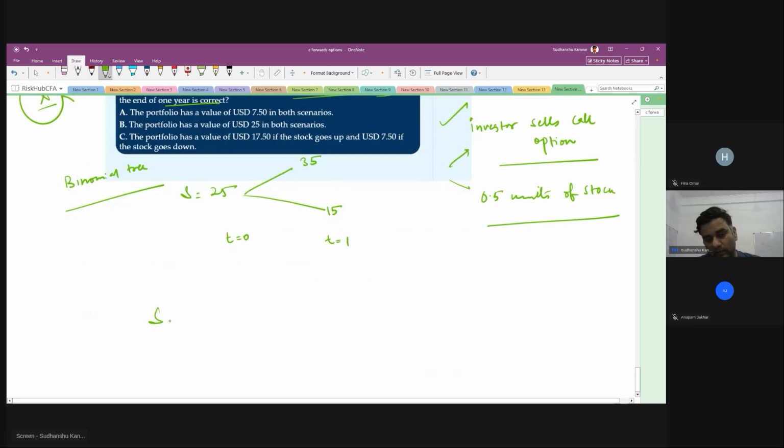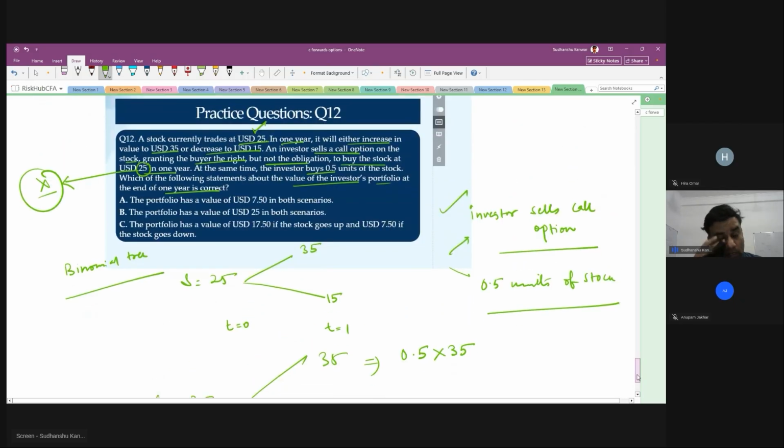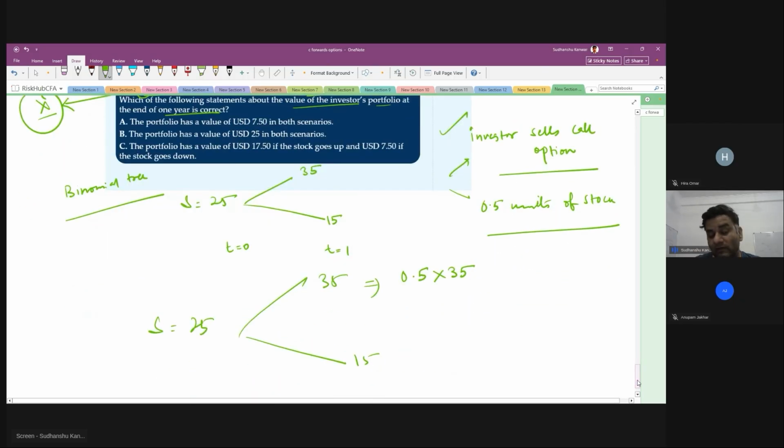Now if I calculate the value, just look at this part. Currently the stock price is 25. It can take 35 and 15. At 35, I am buying a stock, which is 0.5 into 35, and I am selling a call. What is my call value? Call value is max of S minus X, comma 0. S was 35, X was 25, so the call option value was 10.